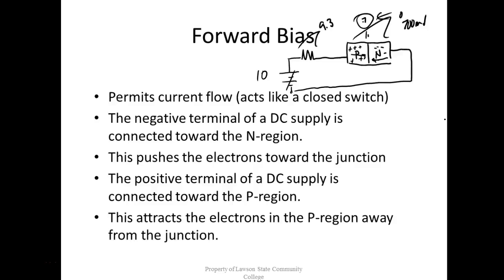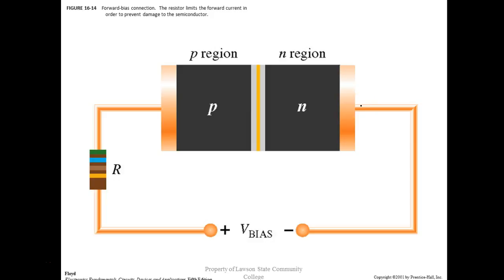This pushes electrons toward the junction. The positive terminal pushes the holes toward the junction, and when they hit, electrons are looking for holes and the holes are looking for electrons. They just combine. Your supply is constantly pushing holes in on one side and electrons in on the other. Outside, it looks like electrons are flowing in one direction, right? Inside, it's either predominantly electrons or holes. Okay, so this is an example of forward bias.